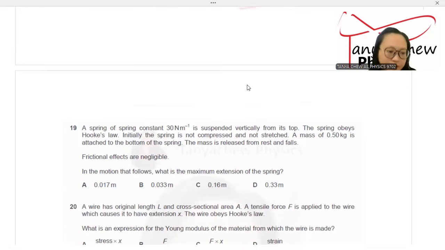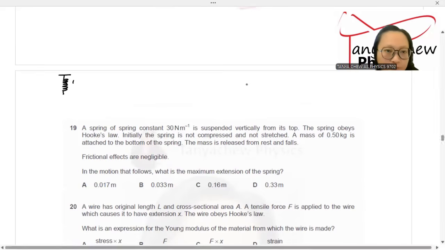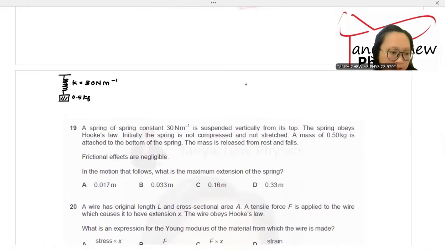Okay, so if you want to find the maximum extension of the spring, I am going to draw the spring first. This is a spring, with spring constant 30 Newton per meter. And then I attach a mass, which is 0.5 kilogram. And then release, so the mass will fall with the weight, right? Okay, understood. So in the motion that follows, what is the maximum extension of the spring?